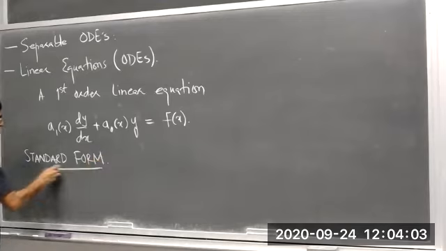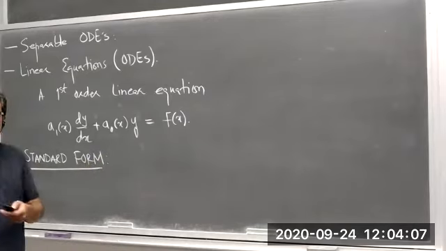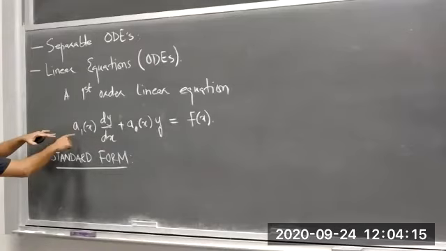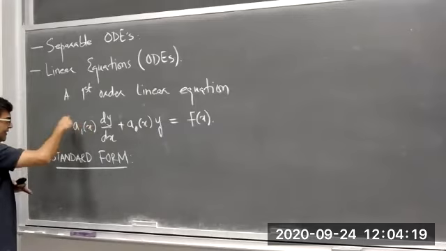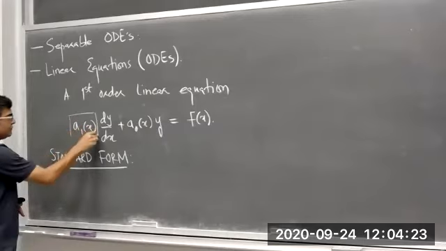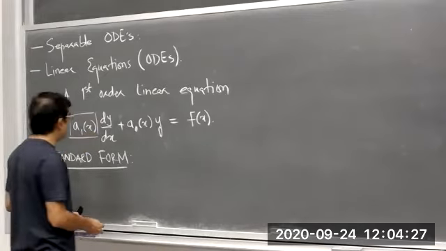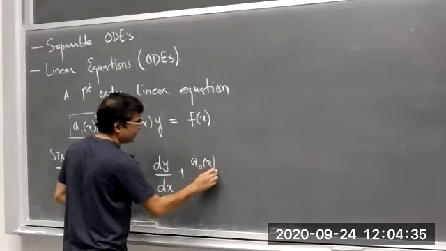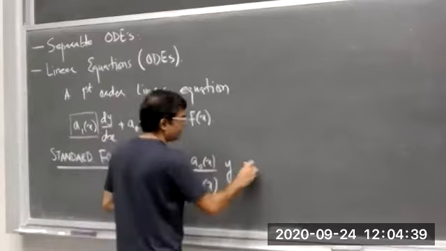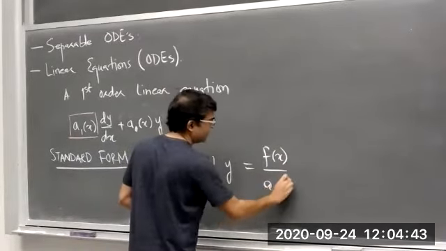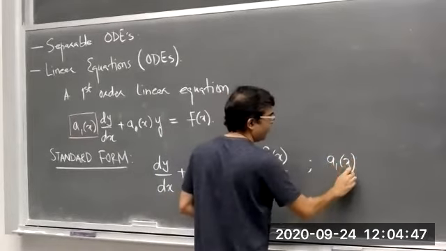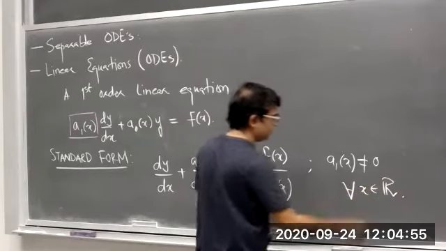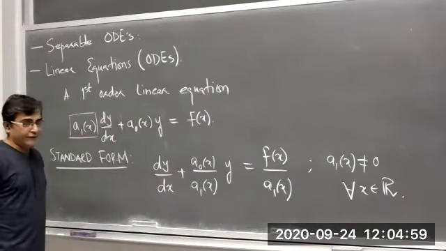In order to solve any linear equation, first we have to write that equation into the standard form. What is the standard form of this equation? We divide this equation on both sides by a1 of x, plus a naught of x divided by a1 of x into y is equal to f of x divided by a1 of x. Here the additional condition is that a1 of x should not be 0 for any real number x belonging to R.